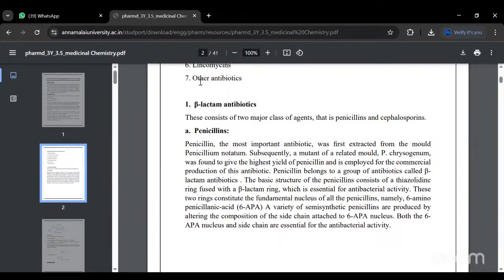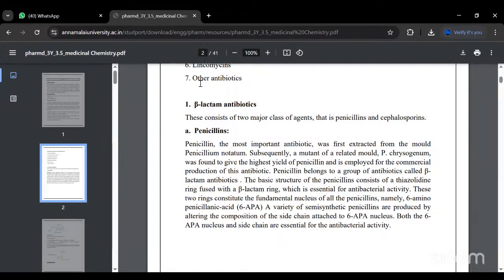Penicillin belongs to the group of antibiotics called beta-lactam antibiotics. The basic structure of the penicillin consists of a thiazolidine ring fused with the beta-lactam ring, which is essential for antibacterial activity. These two rings constitute the fundamental nucleus of all penicillins, namely 6-aminopenicillanic acid.